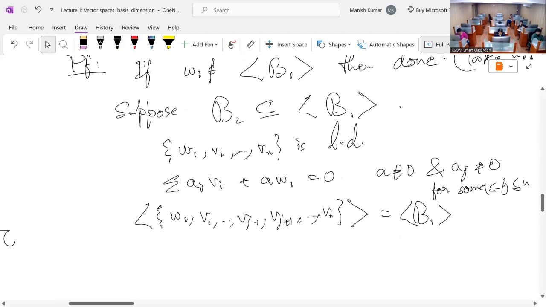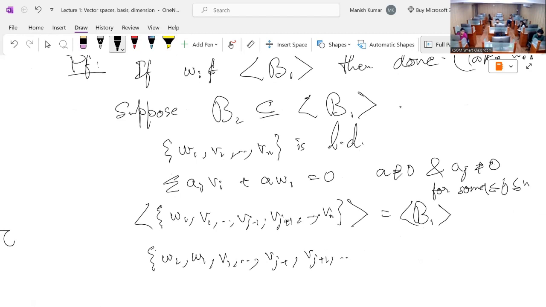Now again, the whole of B2 belongs to the span of B1. So if I consider the set W2, W1, V1 up to Vj minus 1, Vj plus 1 to Vn, this is again linearly dependent, because these guys span the whole of B1 and W2 belongs there, so W2 can be written as a linear combination of the other guys.